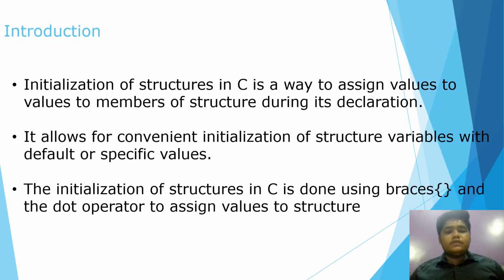Introduction. Initialization of structure in C is a way to assign values to members of a structure during its declaration. It allows for convenient initialization of structure variables with default or specific values. The initialization of structure in C is done using braces and the dot operator to assign values to structure members.